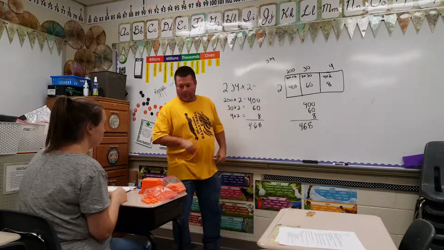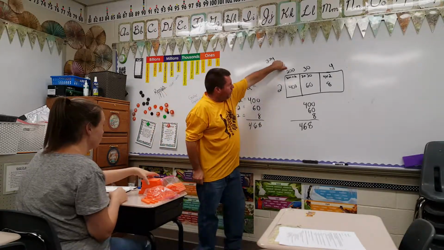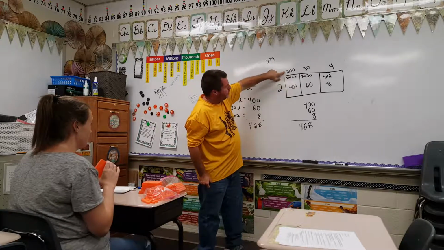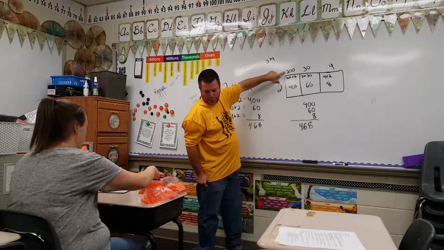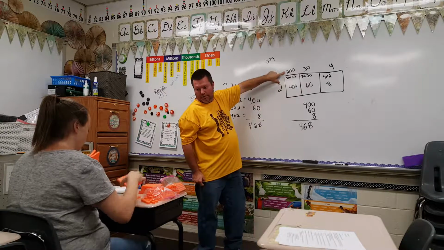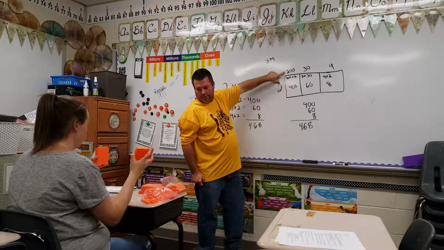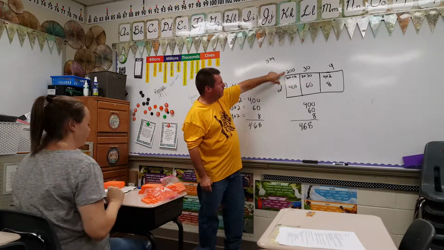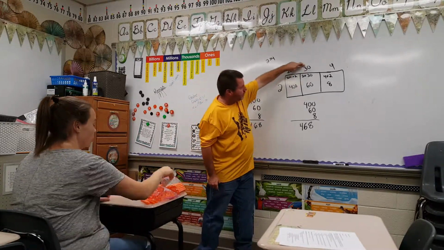So first, I want you to grab, we have our hundreds column. If we have 2 groups with 200 each, how many is that? You grab 2 groups of 100 each. So it would be 400. Yep, 2 sets of 200 is 400. So now we're going to go to our tens column here.